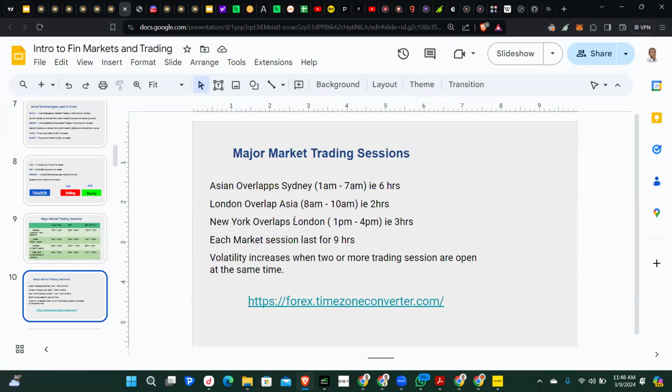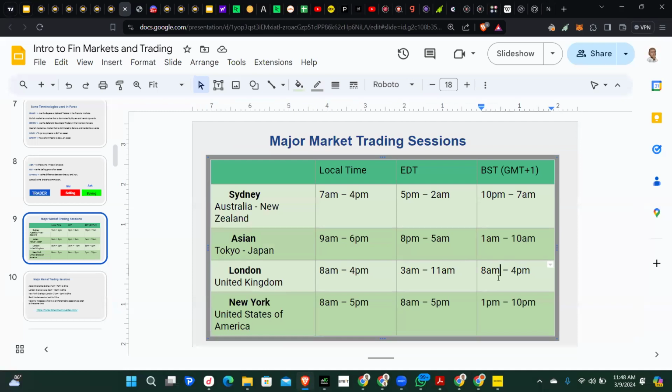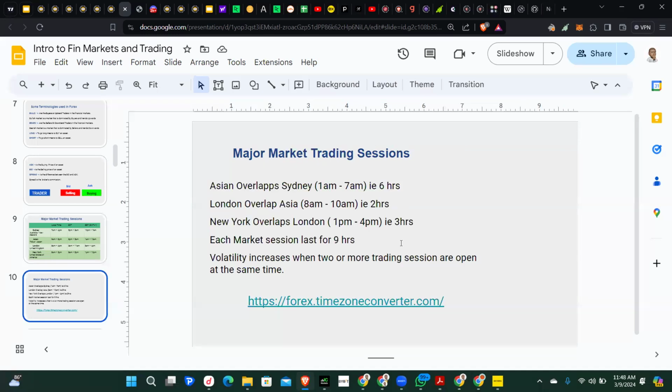Then we have New York. New York overlaps with London for 3 hours. Remember, London is going to open by 8 a.m. and close by 4 p.m., while New York is going to open by 1 p.m. and close by 10 p.m. So there is an overlap of about 3 hours. So these are the various overlaps.